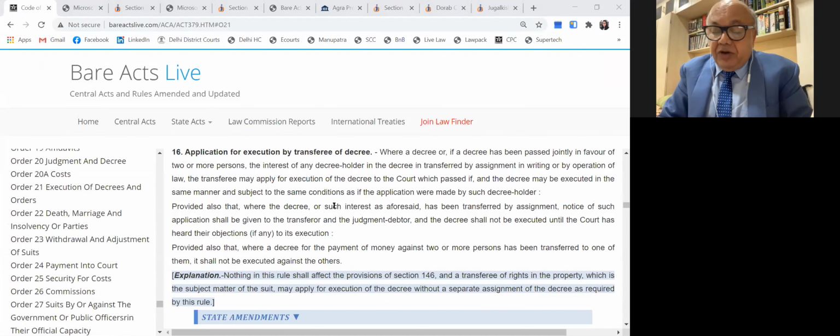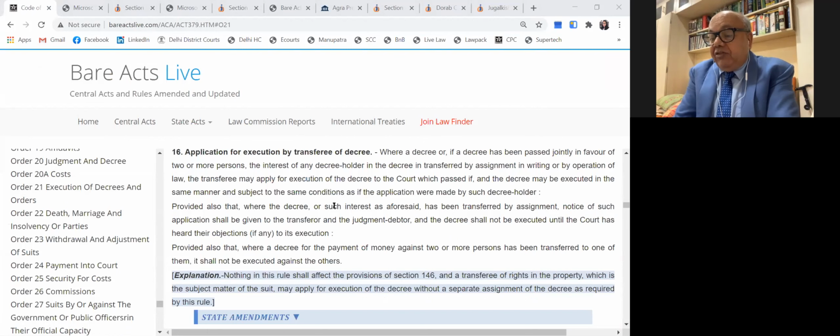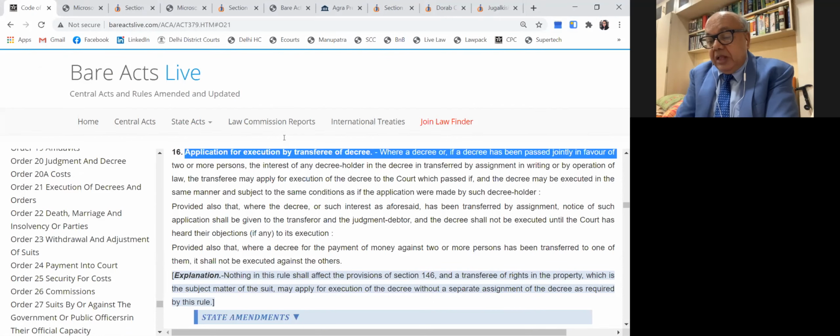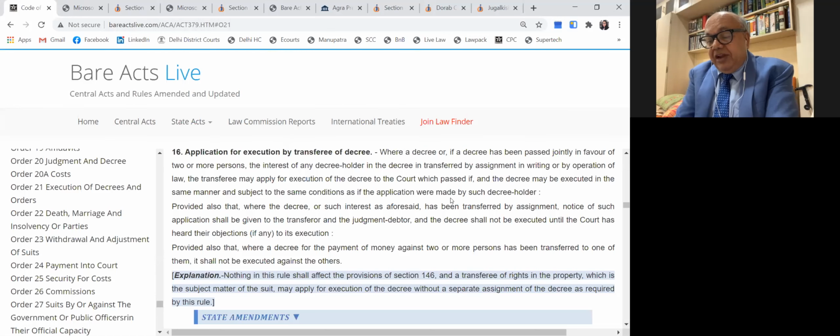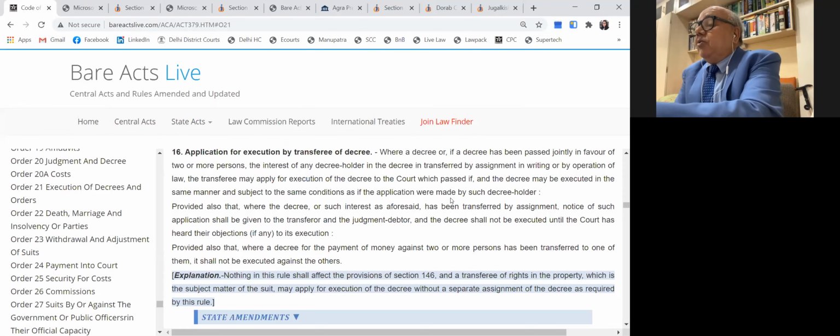Under Order 21, Rule 16, kindly see that there is a provision on application for execution by a transferee of a decree. Read this here. Where a decree has been passed jointly in favor of two or more persons, and the interest of any decree holder is transferred by assignment in writing or by operation of law, the transferee may apply to the executing court which passed the decree, and the decree may be executed in the same manner and subject to the same conditions as if the application were made by the decree holder.